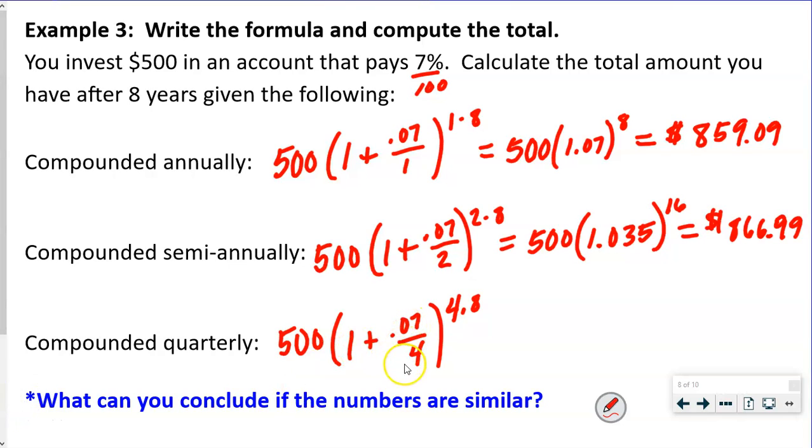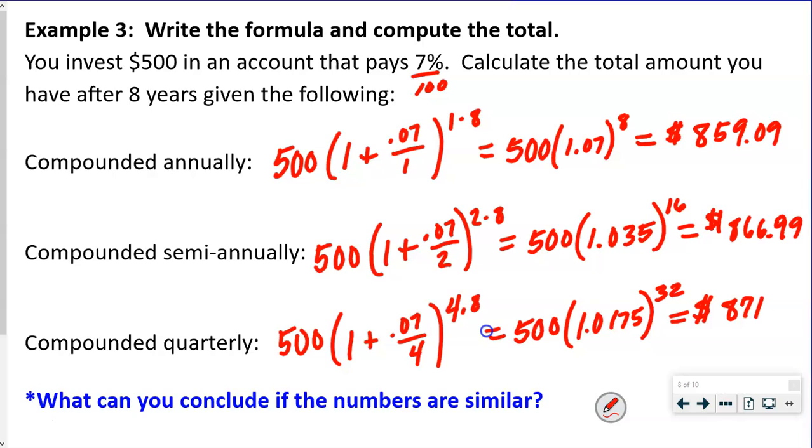So when I divide 0.07 by 4, I get 0.175. So this is going to be 500 times 1.0175. And again, 4 times 8 is 32, to the 32nd power. Okay. So when we compute that, it is $871.11.